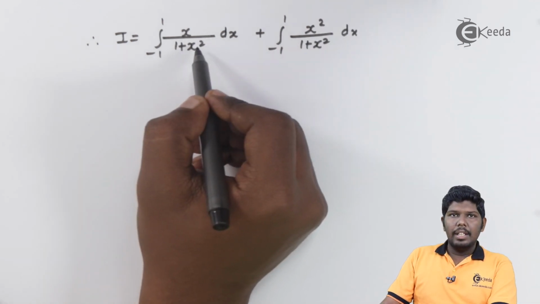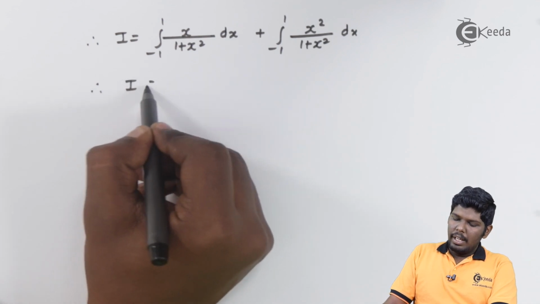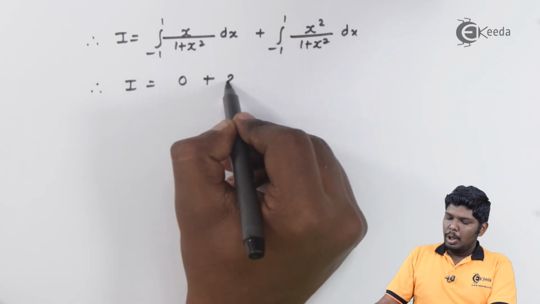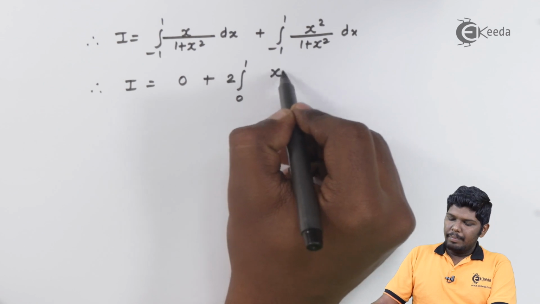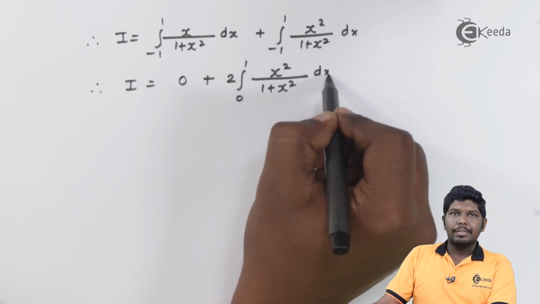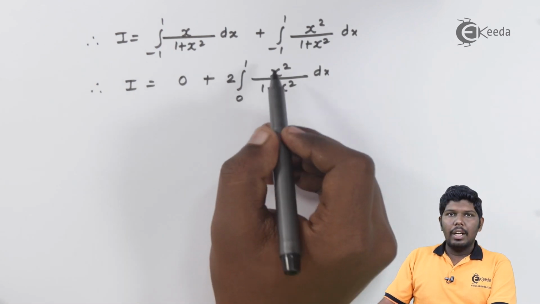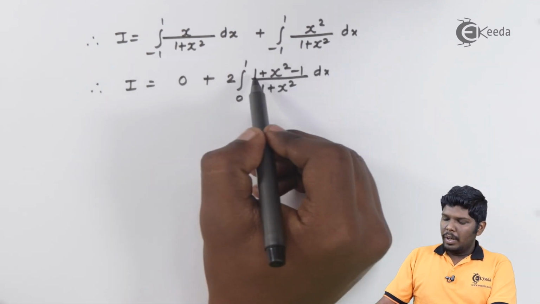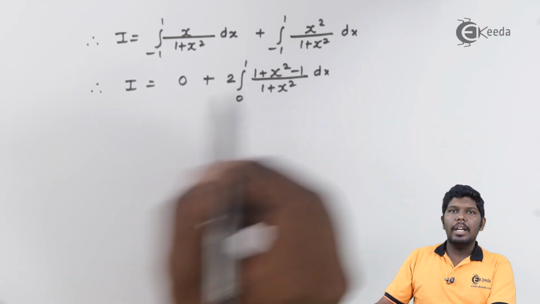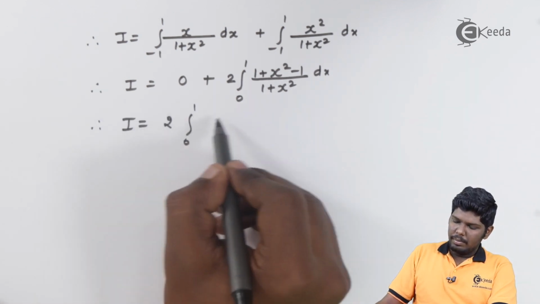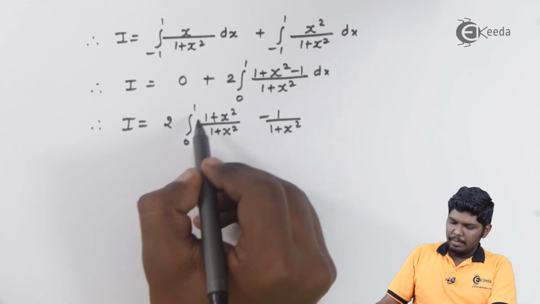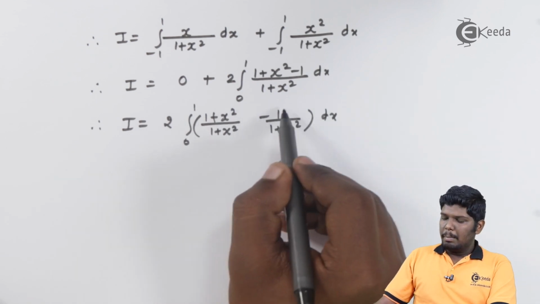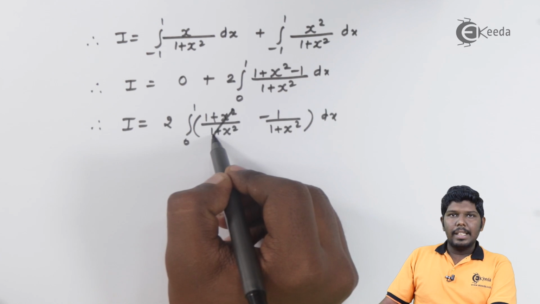As you can see, the first integral is an odd function. Therefore, its value will be 0. Plus, the second being an even function, we can split it as 2 into integral 0 to 1 of x square upon 1 plus x square dx. And further, you can adjust the denominator in the numerator. For that, we need to give plus 1 and balance it by minus 1. Now, we can separate these two groups and at the same time, we can separate the denominator. This will give you twice integral 0 to 1, 1 plus x square upon 1 plus x square minus 1 upon 1 plus x square. Here 1 plus x square will be cancelled.